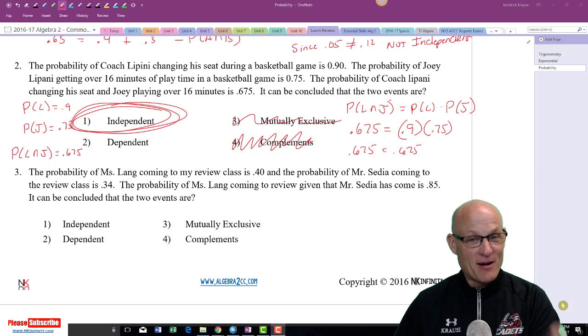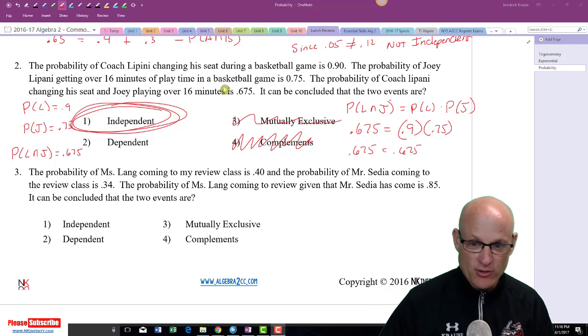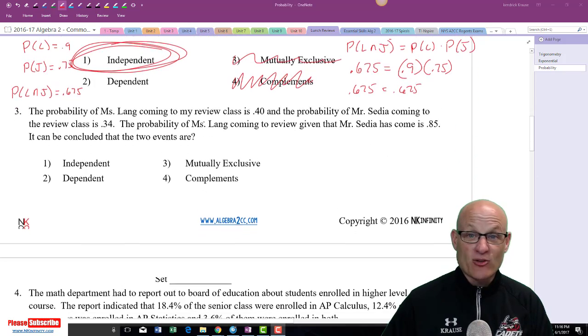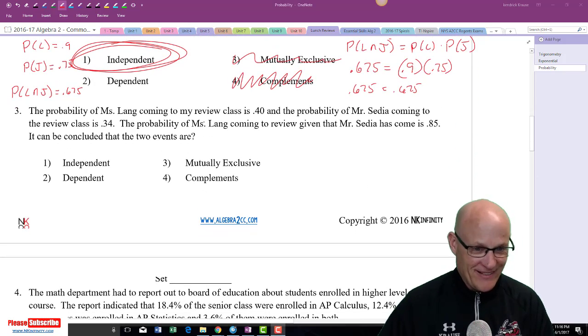So that last problem was for you, Coach Lapani, because we know you love to move your seat during those games. Drive me crazy. Anyway, the crazier the game, the more seat movement we get.